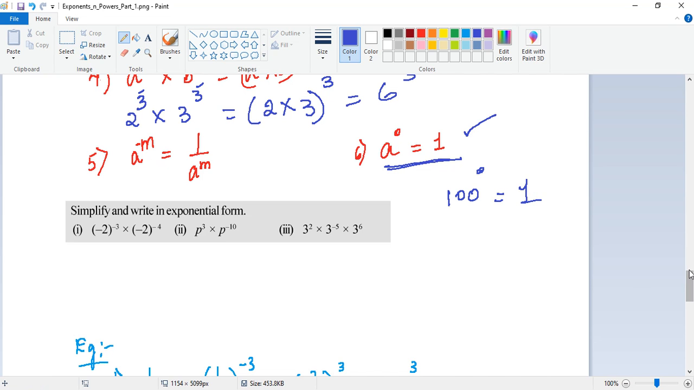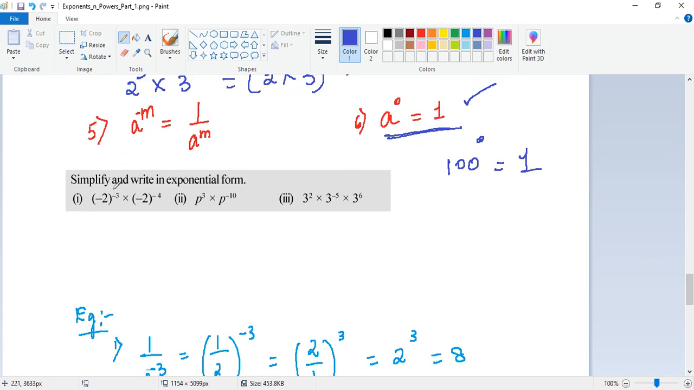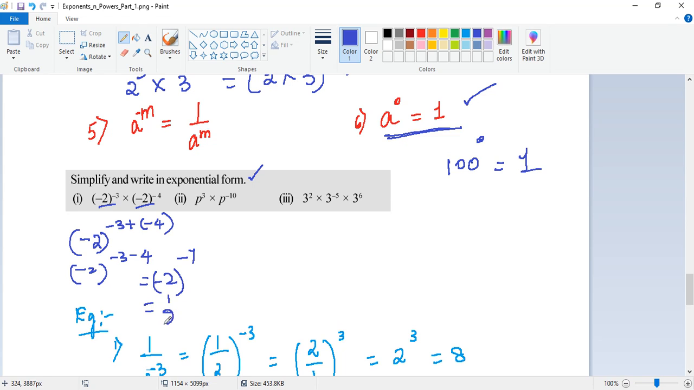Okay, so now here you look at this. If I have it like this, simplify and write in exponential form. Now you see minus 2 and minus 2 are the same bases, right? So I can write it as minus 2 to the power of minus 3 plus minus 4. So that's going to give you minus 2 to the power of minus 3 minus 4, which is equal to minus 2 to the power of minus 7, or I can simply say minus 1 by 2 to the power of 7. Okay.